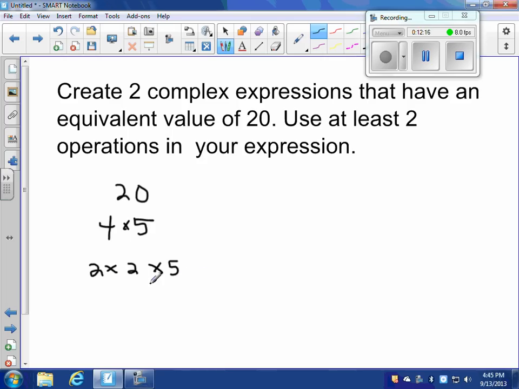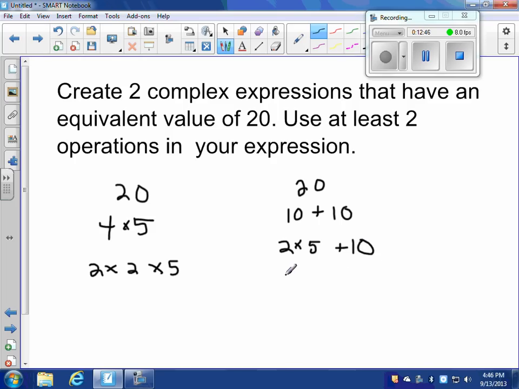Well, this is 2 operations, so that would be one complex expression that I could use to represent the number 20. So I could come over here, and then I could think of another way. I could say, 10 plus 10 gives me 20. And then how could I get 10? I could have multiplied 2 times 5. 2 times 5 plus 10, that would be enough.